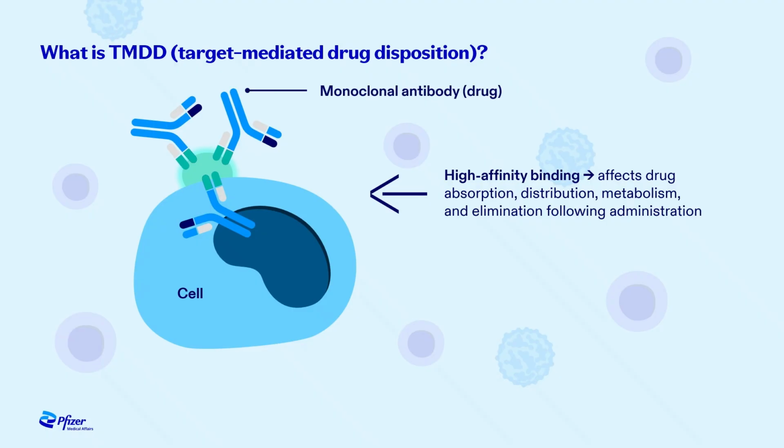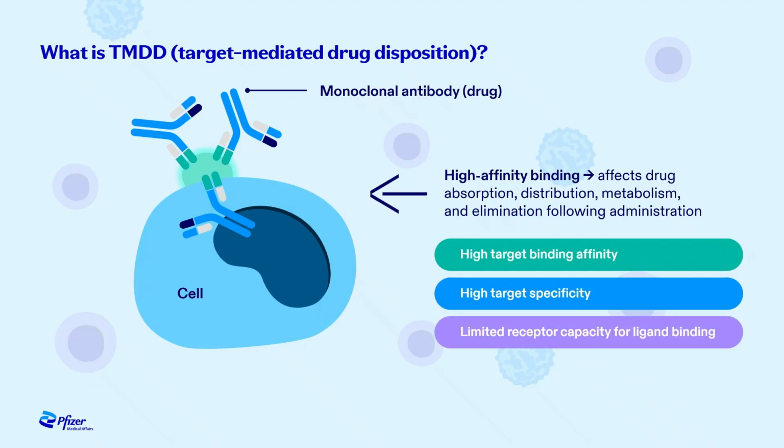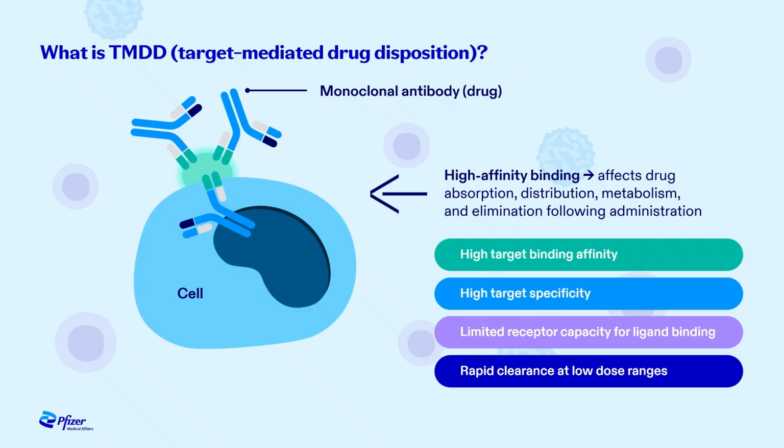While TMDD pharmacokinetics apply to a number of common therapeutics, it occurs primarily with large molecule drugs, such as monoclonal antibodies. Some common features of large molecule drugs that undergo TMDD include high target binding affinity, high target specificity, limited receptor capacity for ligand binding, and rapid clearance at low dose ranges.